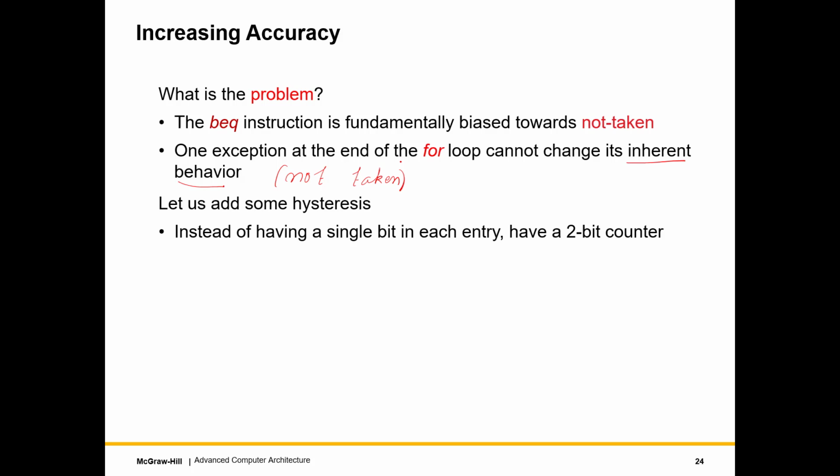So we need to add some degree of prior history or some degree of hysteresis to the branch. So instead of having a single bit in each entry, let us have a 2-bit counter, which to a certain extent can have this history or some degree of hysteresis, such that the inherent behavior of the branch will get recorded, right? It will not change, it will get recorded.